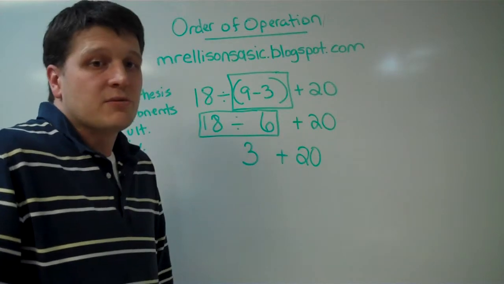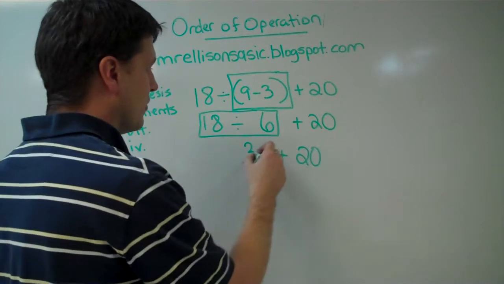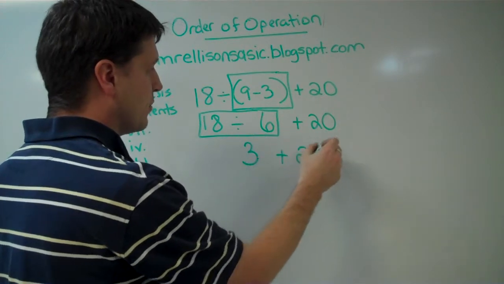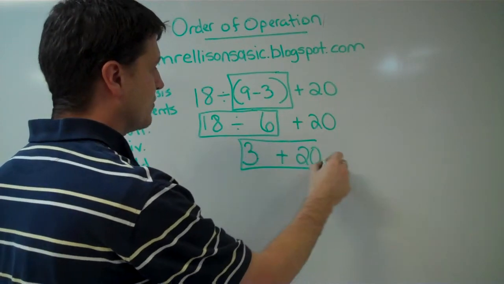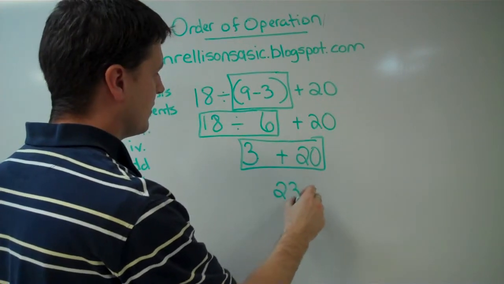Now the only operation we have left is an addition, okay? So we'll add our 3 plus our 20, and that's the operation we're going to focus on, and we'll get 23. And there's our answer.